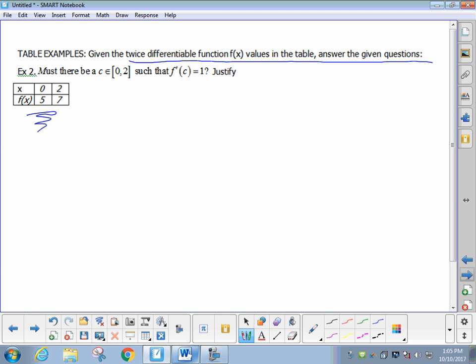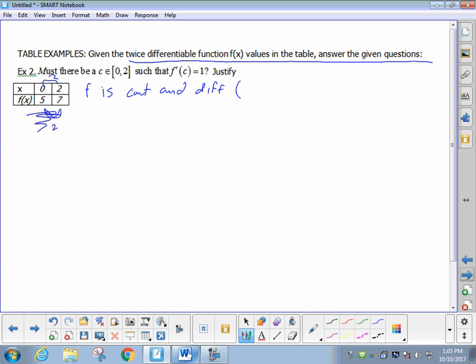Well, what the heck? I don't even have f primes, but I do note that the average rate of change is 2 over 2, so the average rate of change is 1. So must there be a place where the instantaneous rate of change is 1? Well, that's the MVT idea. Okay, so wording it, we would say something like F is continuous and differentiable.